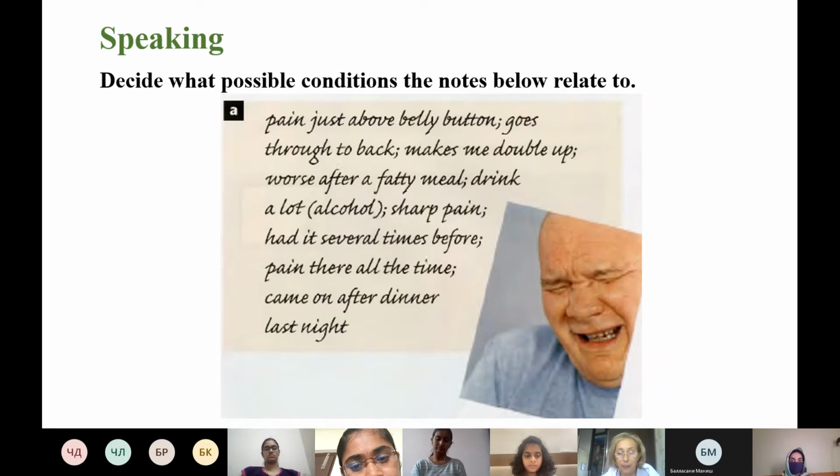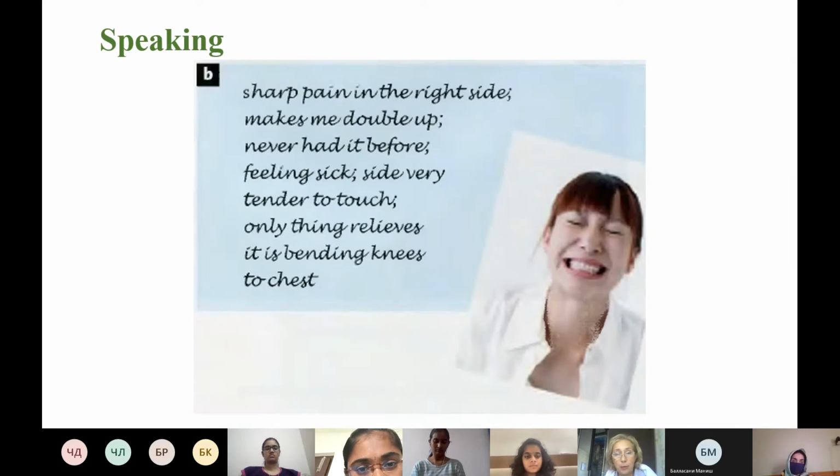Okay. And if we move to the next slide, we can also see some conditions that this person describes. Let us try to read them. And now let us listen to Bonguro Hita. Read it, please. Stomach pain in the right side and makes me double up. I never had it before. Feeling sick, side very tender to touch. Only relief is bending to chest.